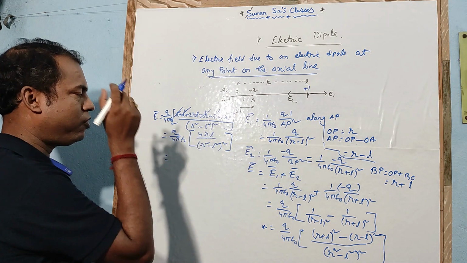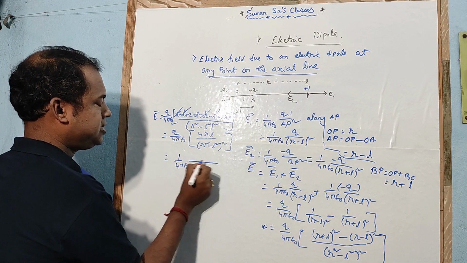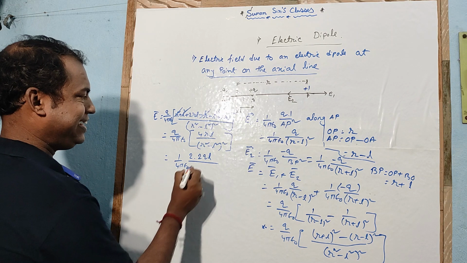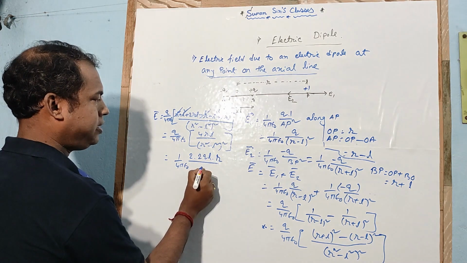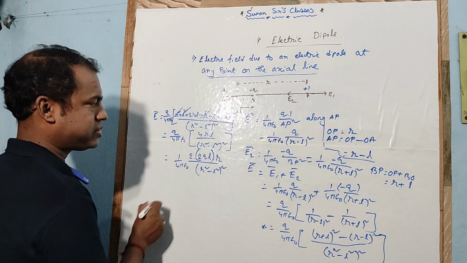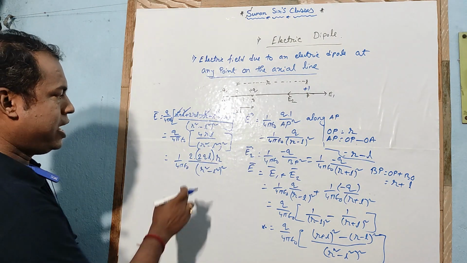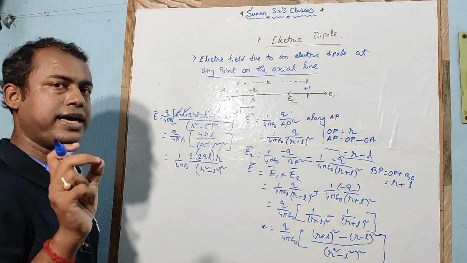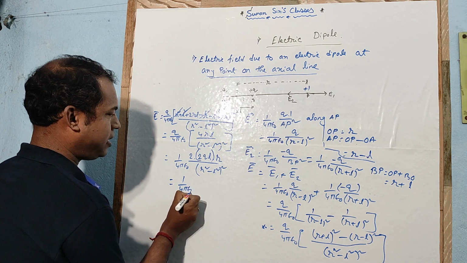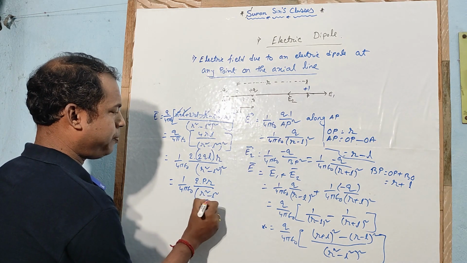It may be written in the form, just check it out, 1 by 4 pi epsilon naught. This is written in the form 2 into 2QL into R by (R square minus L square) whole square. These 2QL terms, that is 4QL into R, may be written as 2 into 2QL. Now what is 2QL? 2QL is the electric dipole moment. So we write 1 by 4 pi epsilon naught, 2PR by (R square minus L square) whole square.